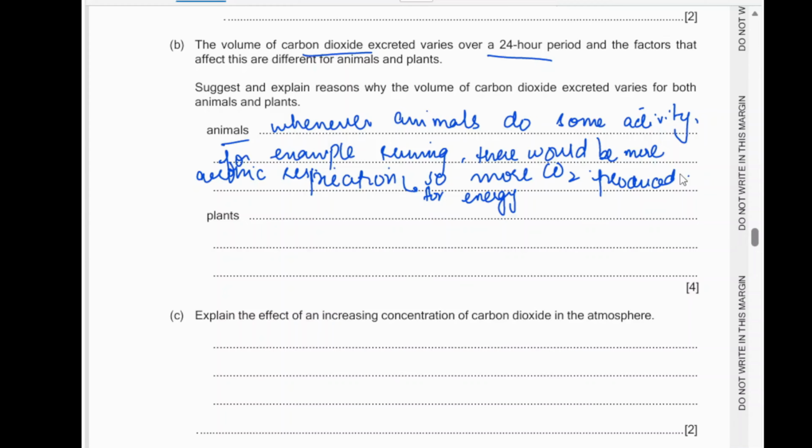Why is there more aerobic respiration when we exercise? Because we need more energy, so that's why we are respiring more. Okay, and when do plants respire more? At night. Okay, and what would we write for this?